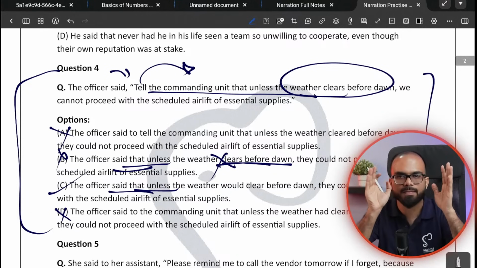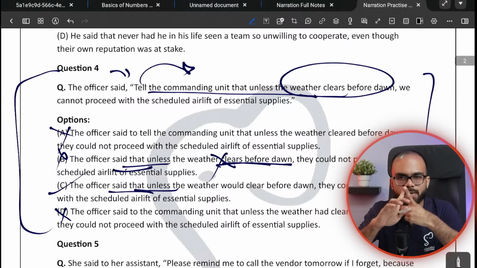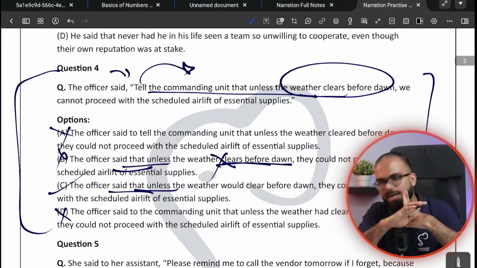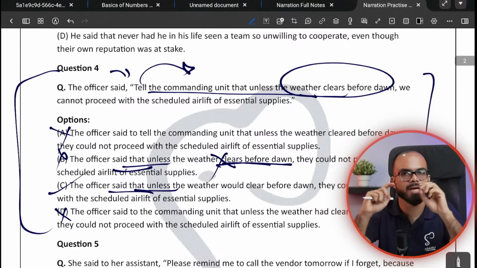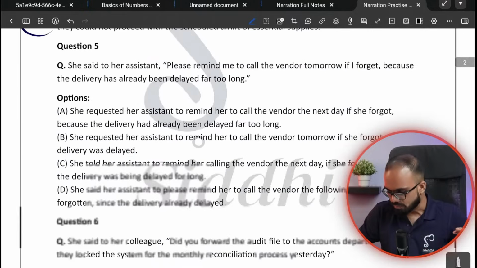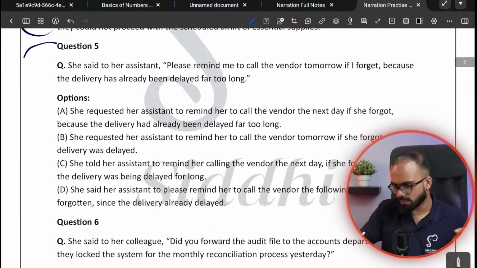Look at the rules and then apply them. There should be a tense change. Answer is C. You need to look at tense change. You need to look at pronoun change, and that is more than enough. One more question. Question number 5.